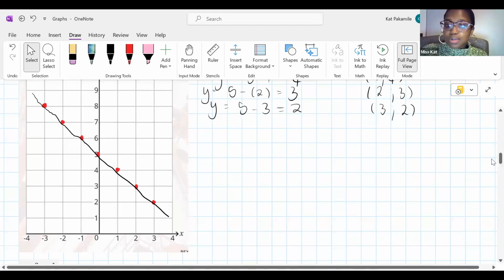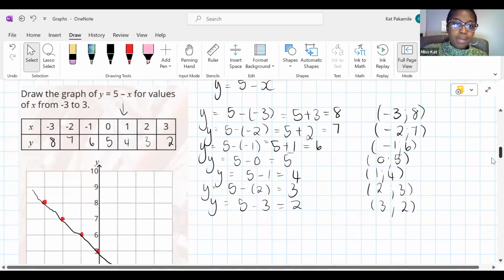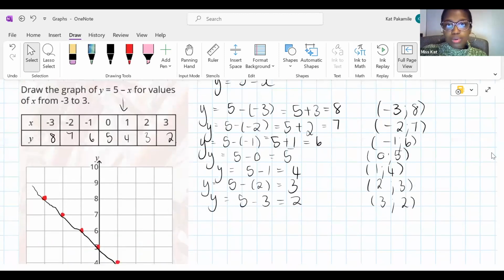Okay, guys. So obviously when you draw this, you will have a ruler and you will be able to do this as a straight line. How do we feel about plotting graphs from an equation?